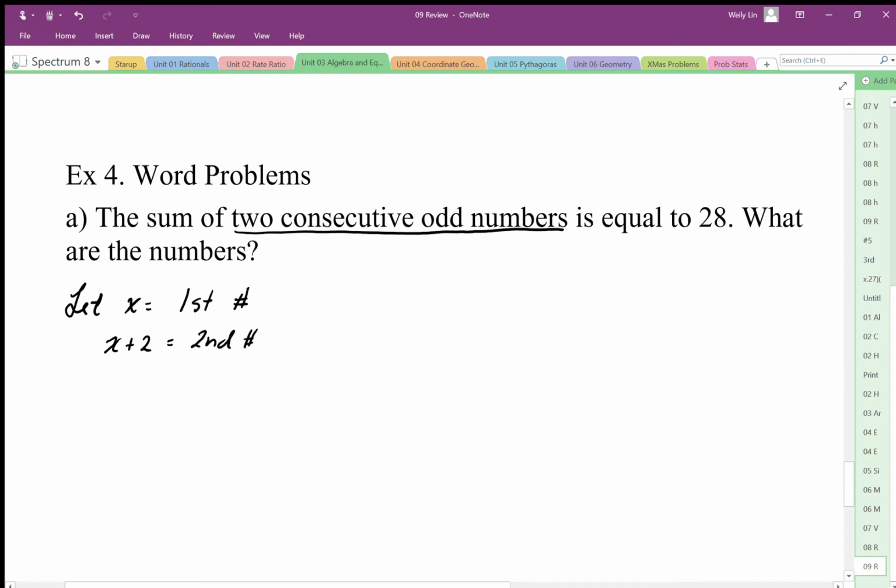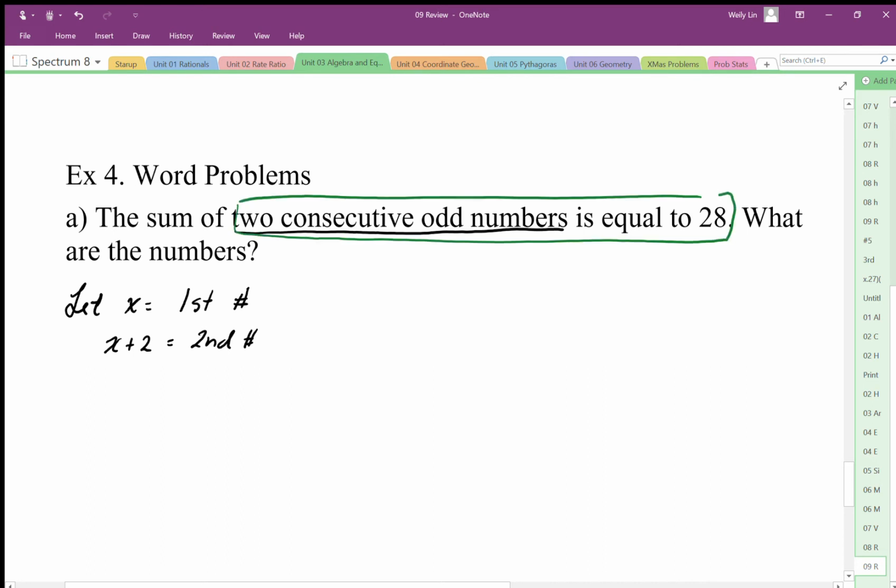Now, this doesn't ensure that this is odd, because this could describe an even number, but this should still solve our problem, as long as the problem is still going to give us the proper two odd numbers that equal 28. Now, to set up this problem, we need to make an equation.